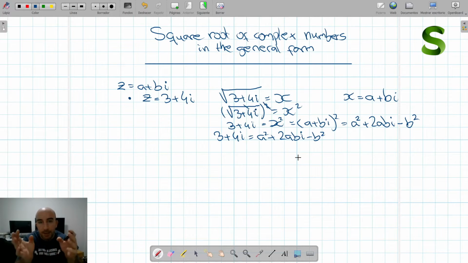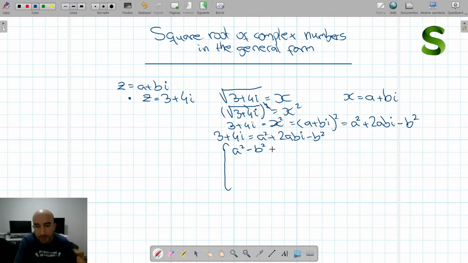We have to remember that two complex numbers are the same if the real part and the imaginary part are the same. So we are going to generate two equations where we say that a squared minus b squared, which is the real part of the right side, equals 3, which is the real part of the left side, and 2ab equals 4, which is the imaginary part of both complex numbers. So we can say that here, if we leave b as the subject of the equation, b equals 2 divided by a.